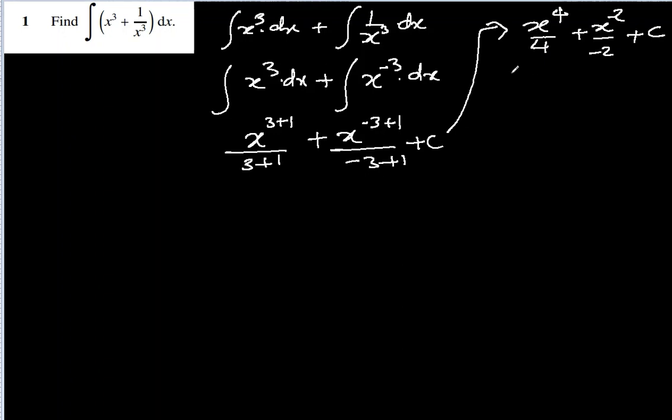And now we can write it in this format. 1 over 4x to the power 4, this one. And this minus can come in front here now, minus 1 over 2x square, because this is a negative exponent, to make it positive, we make it a denominator, plus c. This is the integration of this function.